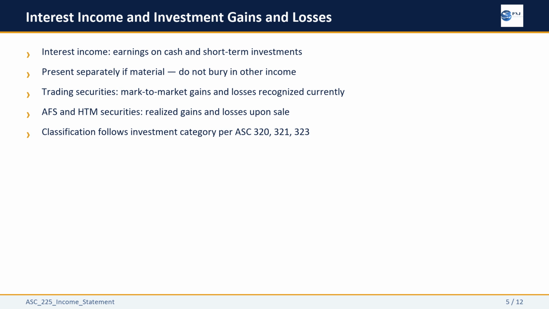For investment gains and losses, classification is everything. Trading securities produce mark-to-market gains and losses that hit the income statement each period. Available for sale and held-to-maturity securities generate realized gains and losses when sold. The investment category under ASC 320, 321, and 323 determines how and when those results flow through income. So getting the classification right upstream matters enormously.